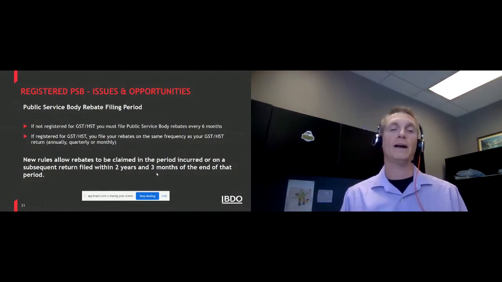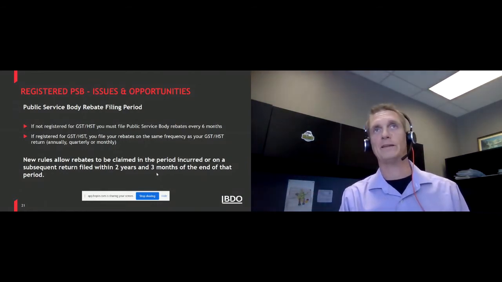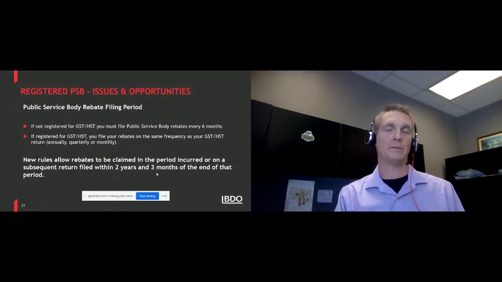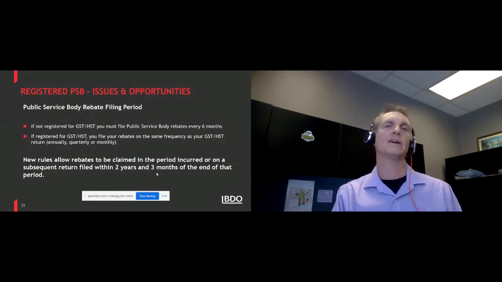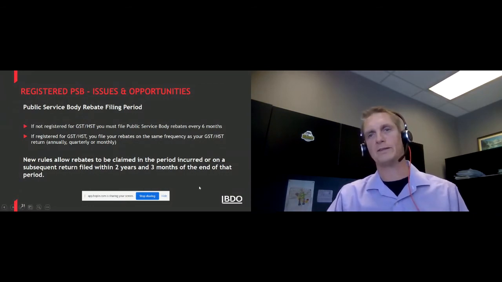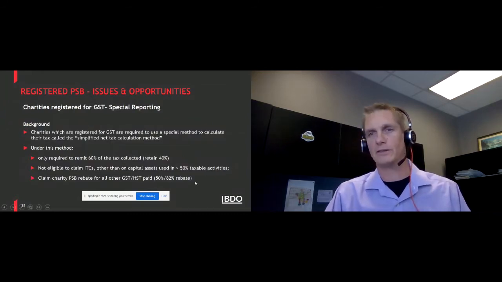If you do have rebates or tax that you've paid in a particular period, they did recently change the rules and allow you, instead of having to claim it only in the period that you paid the tax, you also can claim it on any return filed within 2 years and 3 months. So that was a nice concession they gave a couple of years ago.